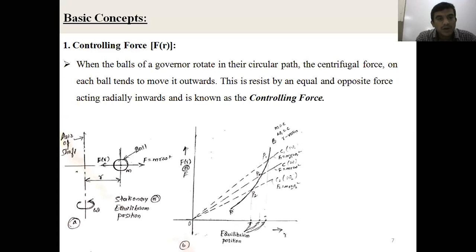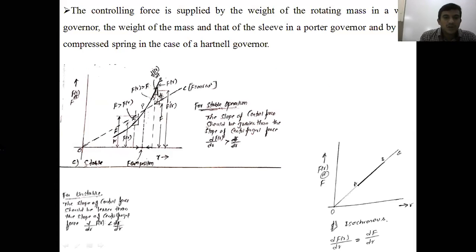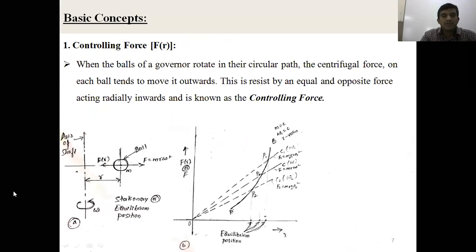Now we know how governors are stable, by drawing centrifugal force versus radius of rotation and controlling force versus radius of rotation. We have considered three equilibrium positions. First, the equilibrium position where the radius of rotation of the governor ball is r. The radius of rotation is the horizontal, or perpendicular, distance between the shaft axis and the CG of the mass. That horizontal distance is called the radius of rotation of the governor balls.